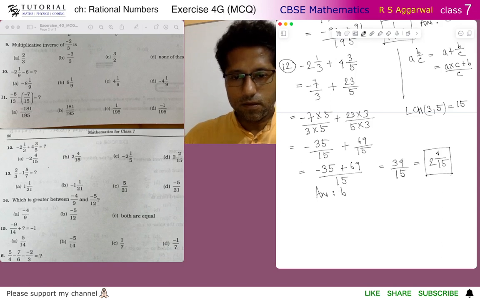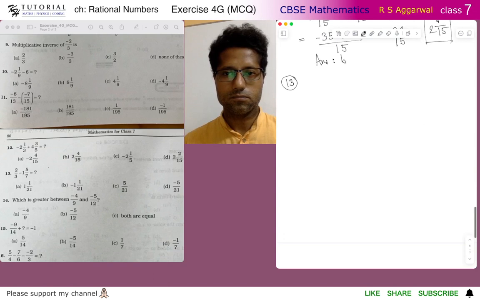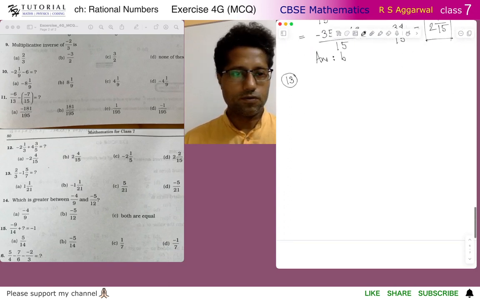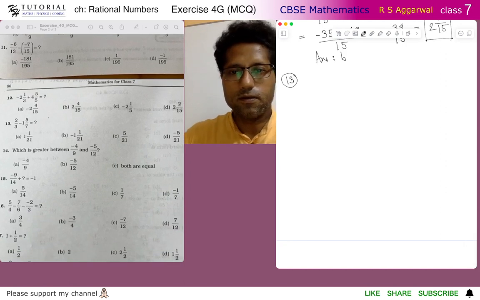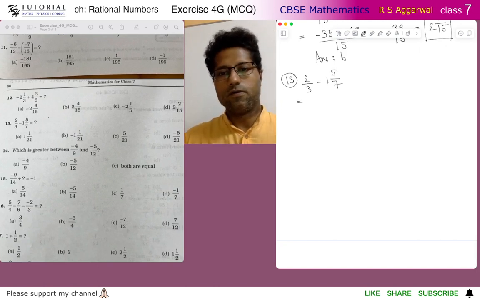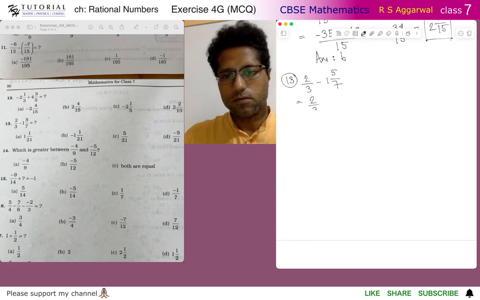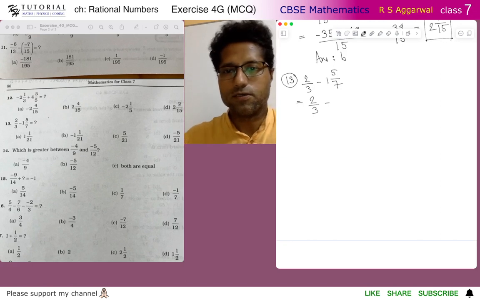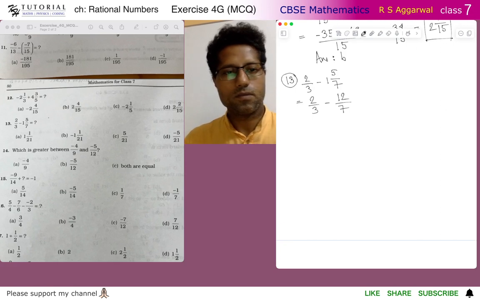Okay, let's do question number 13. You can take a screenshot. Question number 13 is asking to find 2 by 3 minus 1 and 5 by 7. So first we convert the mixed fraction to its equivalent improper fraction. So this becomes 12 by 7.